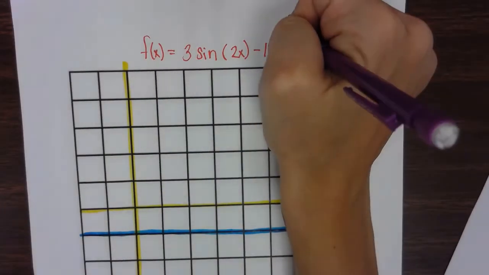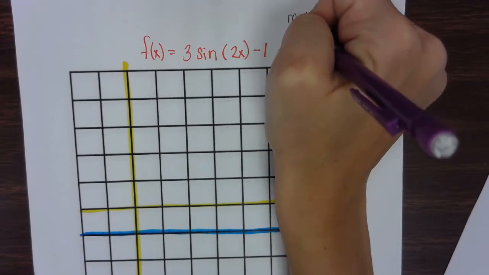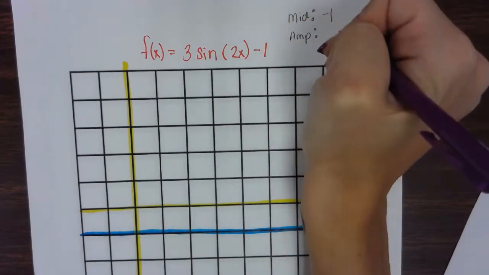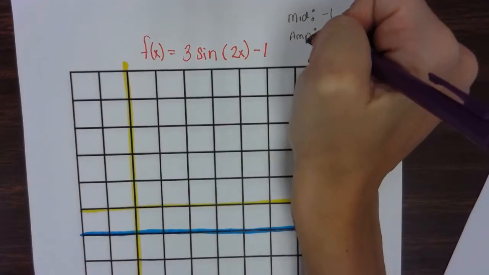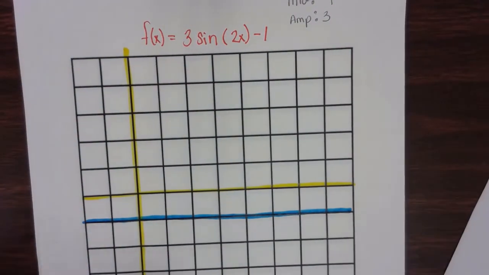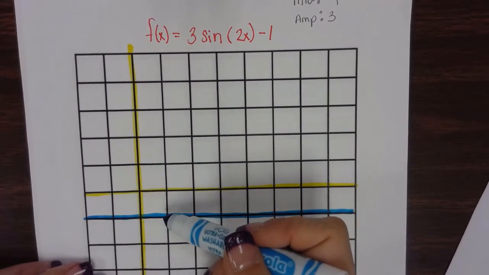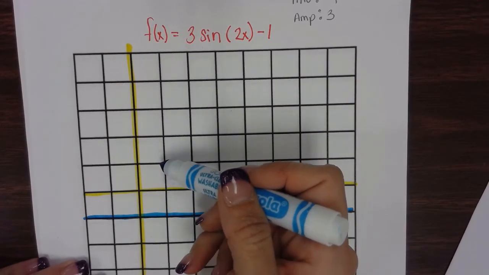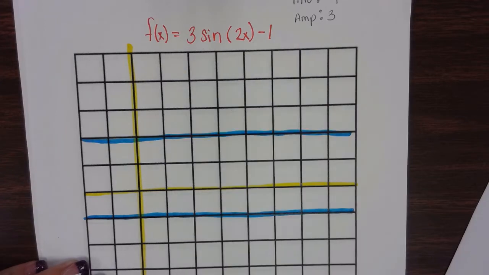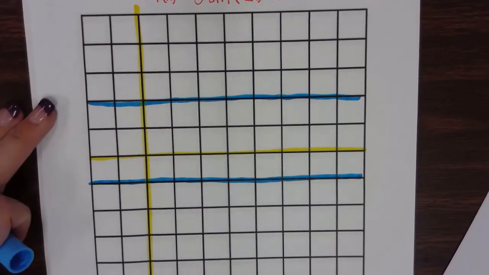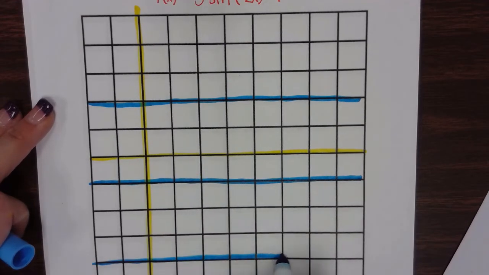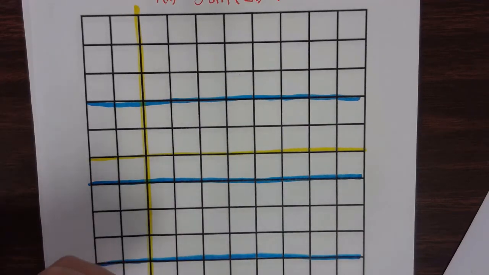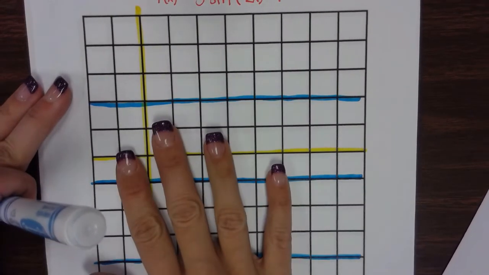Then we're going to do our amplitude, which is our height above and below the midline. So our amplitude is what's in front, so in this case it's 3. I'm also going to graph that off the bat. So from the midline, 1, 2, 3. So that's my high, and then my low, 1, 2, 3. So I know my coordinates will always be on these blue points.